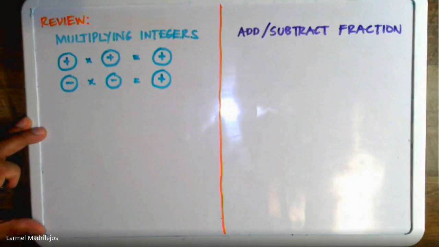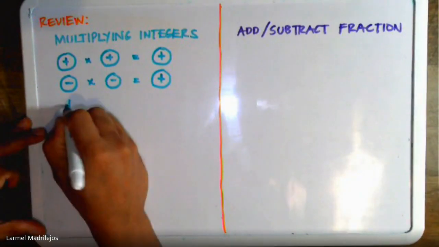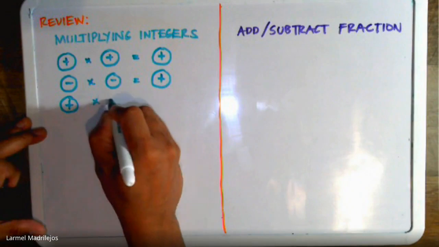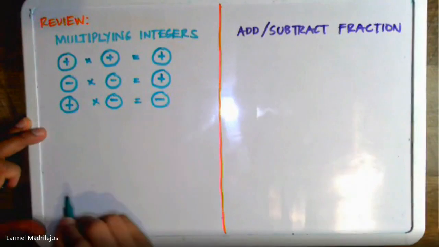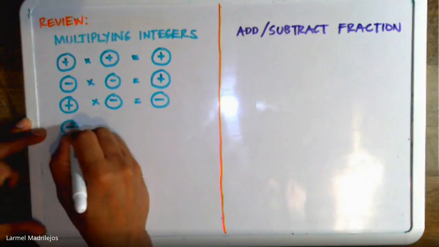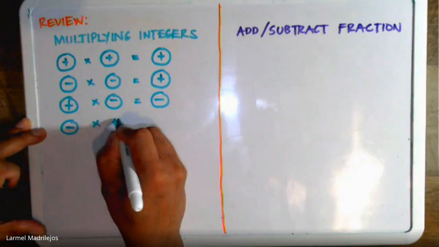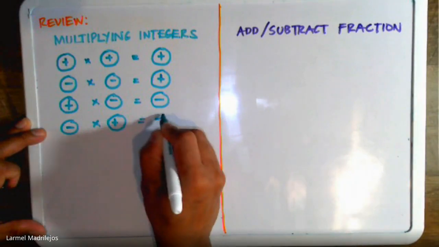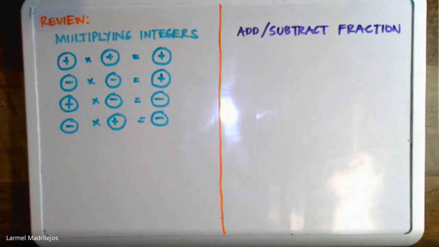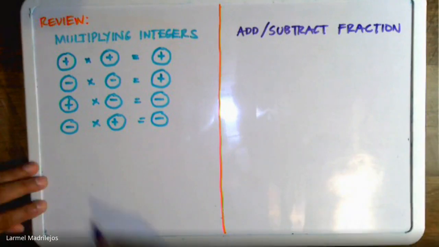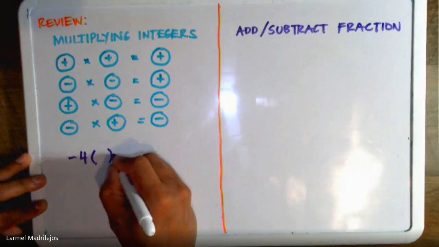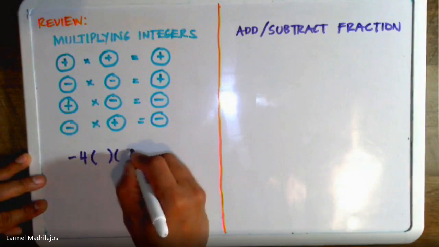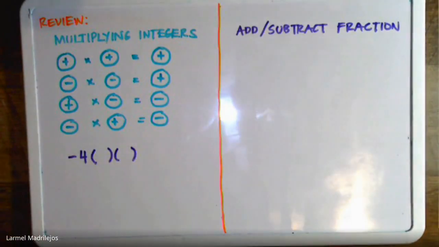Next is different signs. A positive times a negative is equal to a negative. A negative times a positive is still negative. On the given problem, in the quadratic formula, there is a negative 4 times a number, A, and times C. So we need to get the value of that.